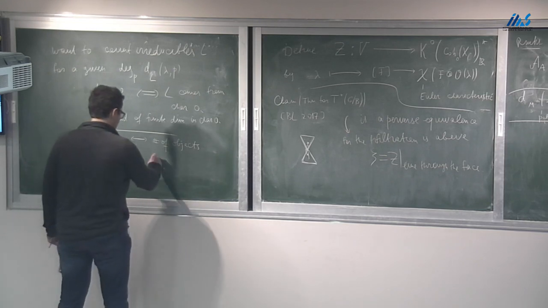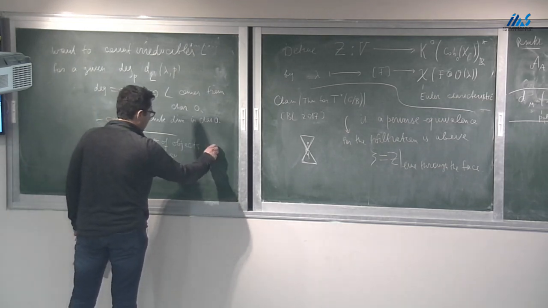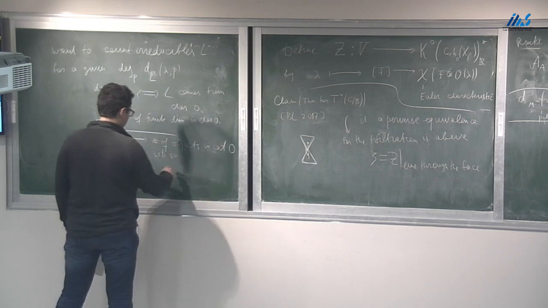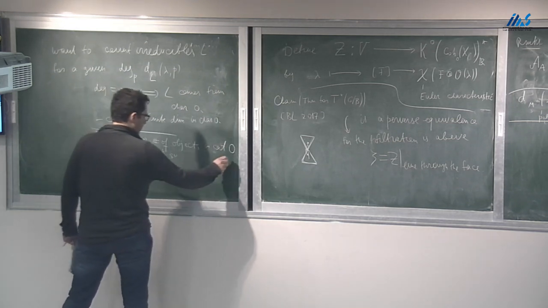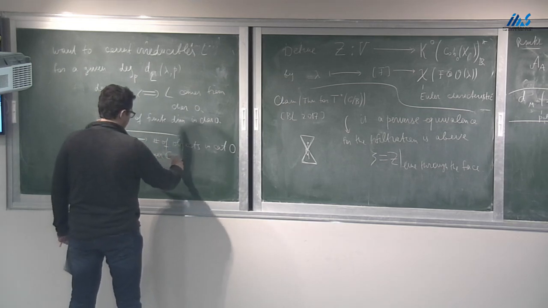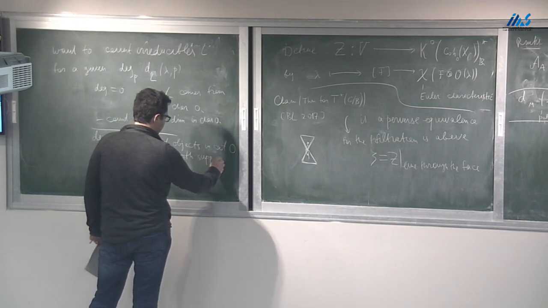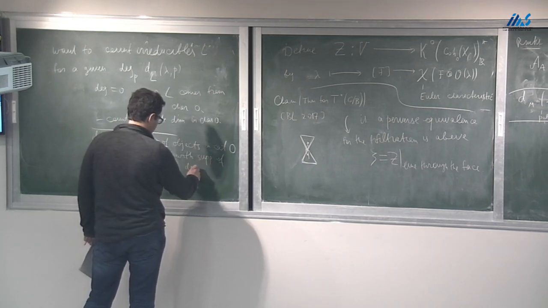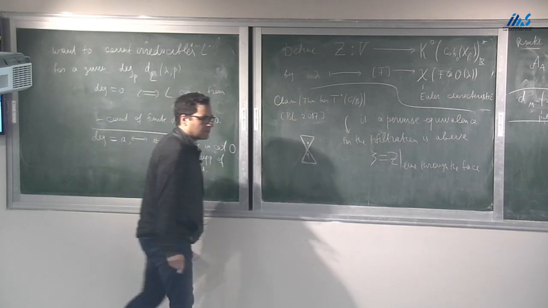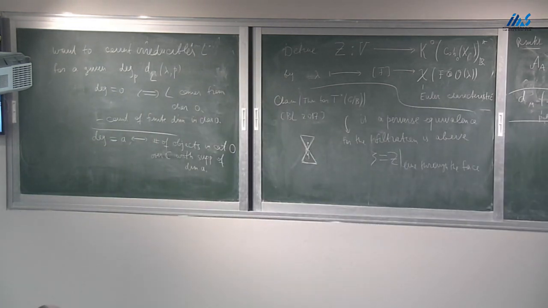Number of objects with support in category O over C, with support of dimension A. Yes, let's do the very stupid one, let's take the universal enveloping algebra.